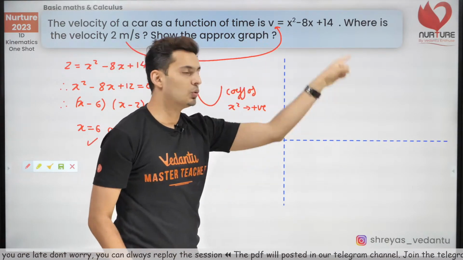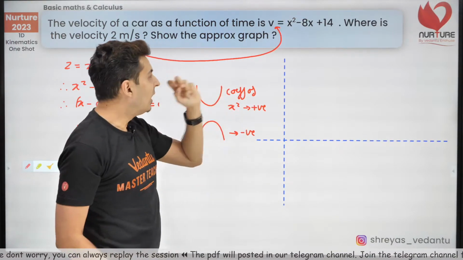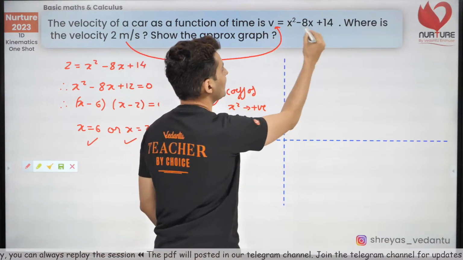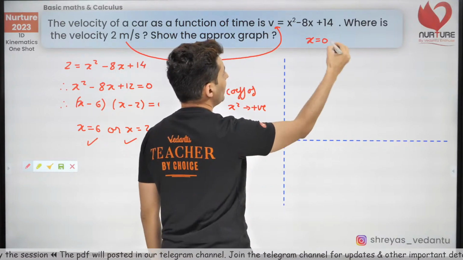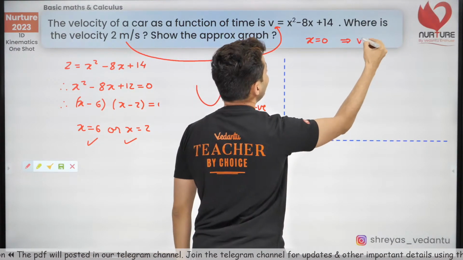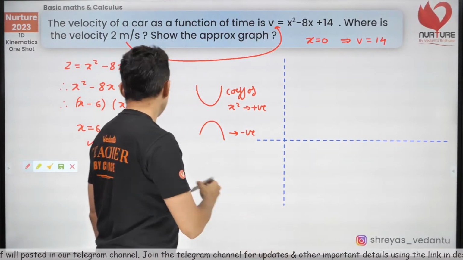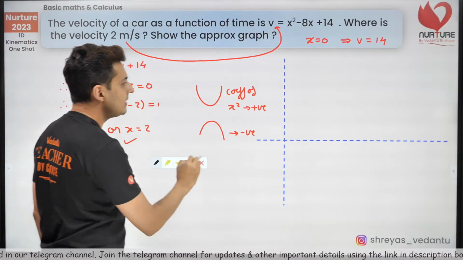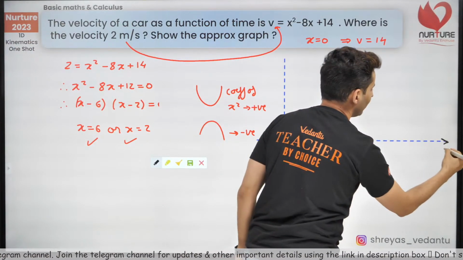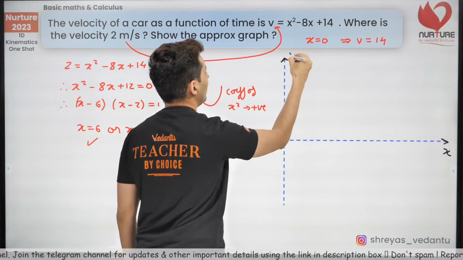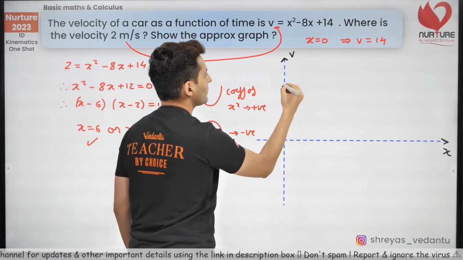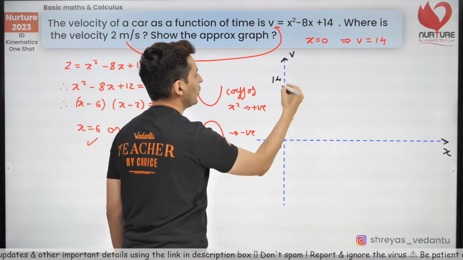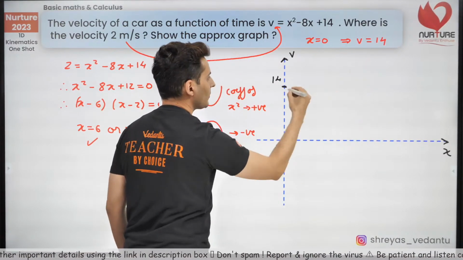Plus 1 means it will be u-shaped. Also, substitute the value of x equal to 0. If x is 0, then what will happen? You will get v equal to 14. That means in this graph of x versus velocity, when x is 0, velocity is 14. So the graph starts from 14 and it will be like this.